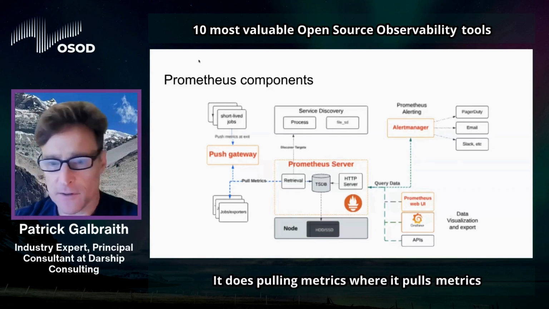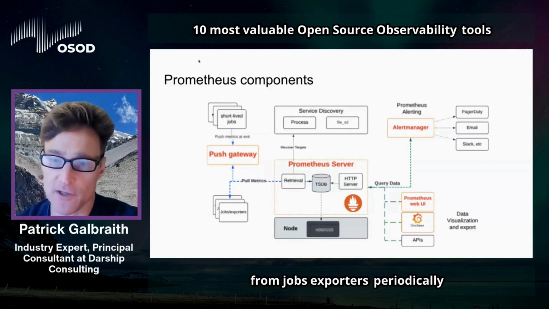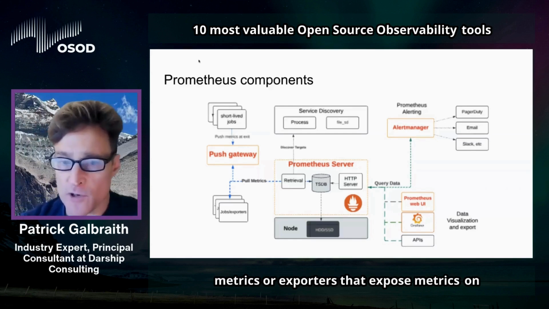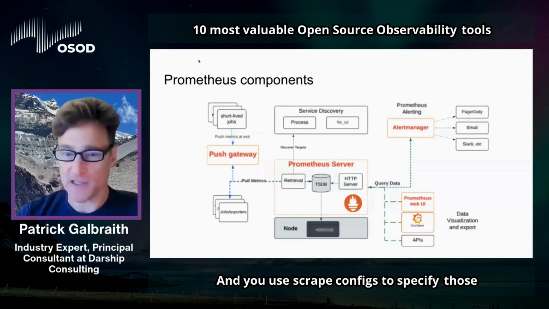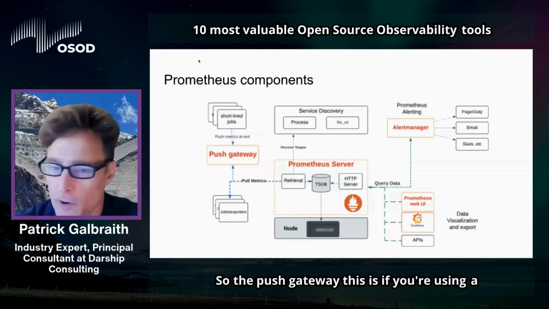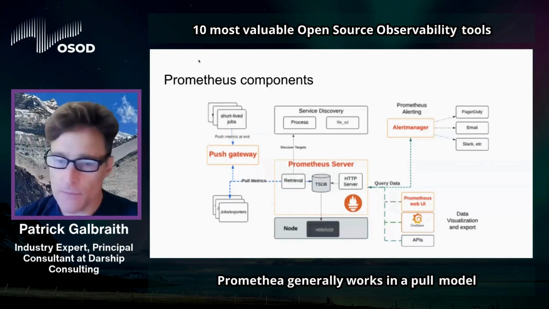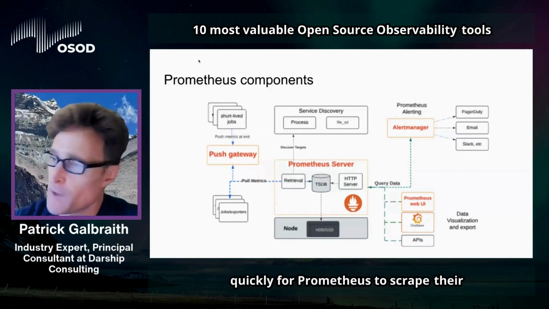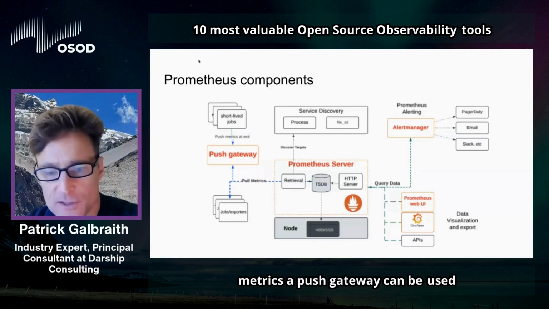There's metric scraping. It pulls metrics from jobs and exporters periodically. These jobs can be services that expose the metrics or exporters that expose metrics on behalf of other systems. And you use scrape configs to specify those. Push Gateway. So the Push Gateway, this is if you're using a push-based model. Prometheus generally works in a pull model, but for short-lived jobs that might finish too quickly for Prometheus to scrape their metrics, a Push Gateway can be used.